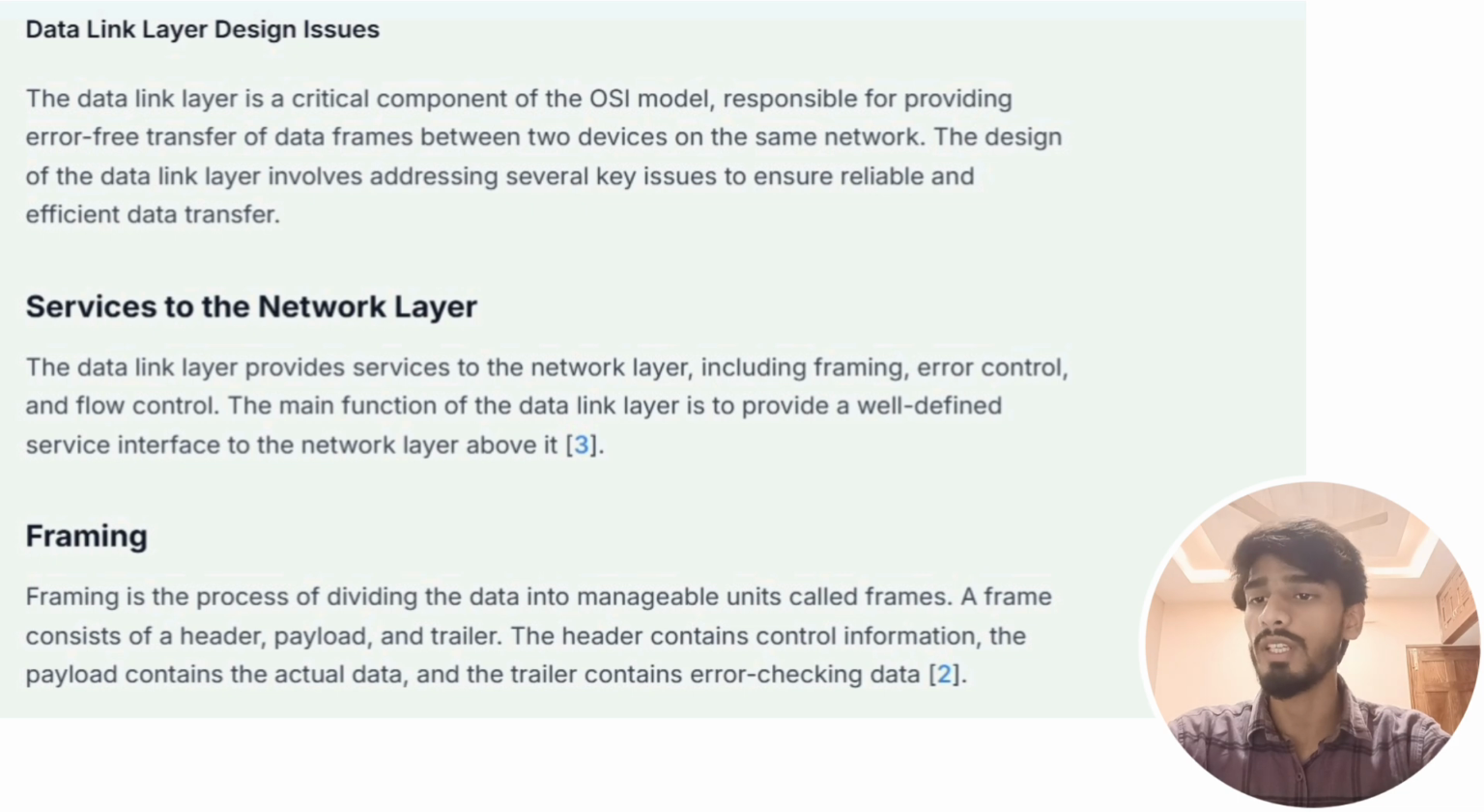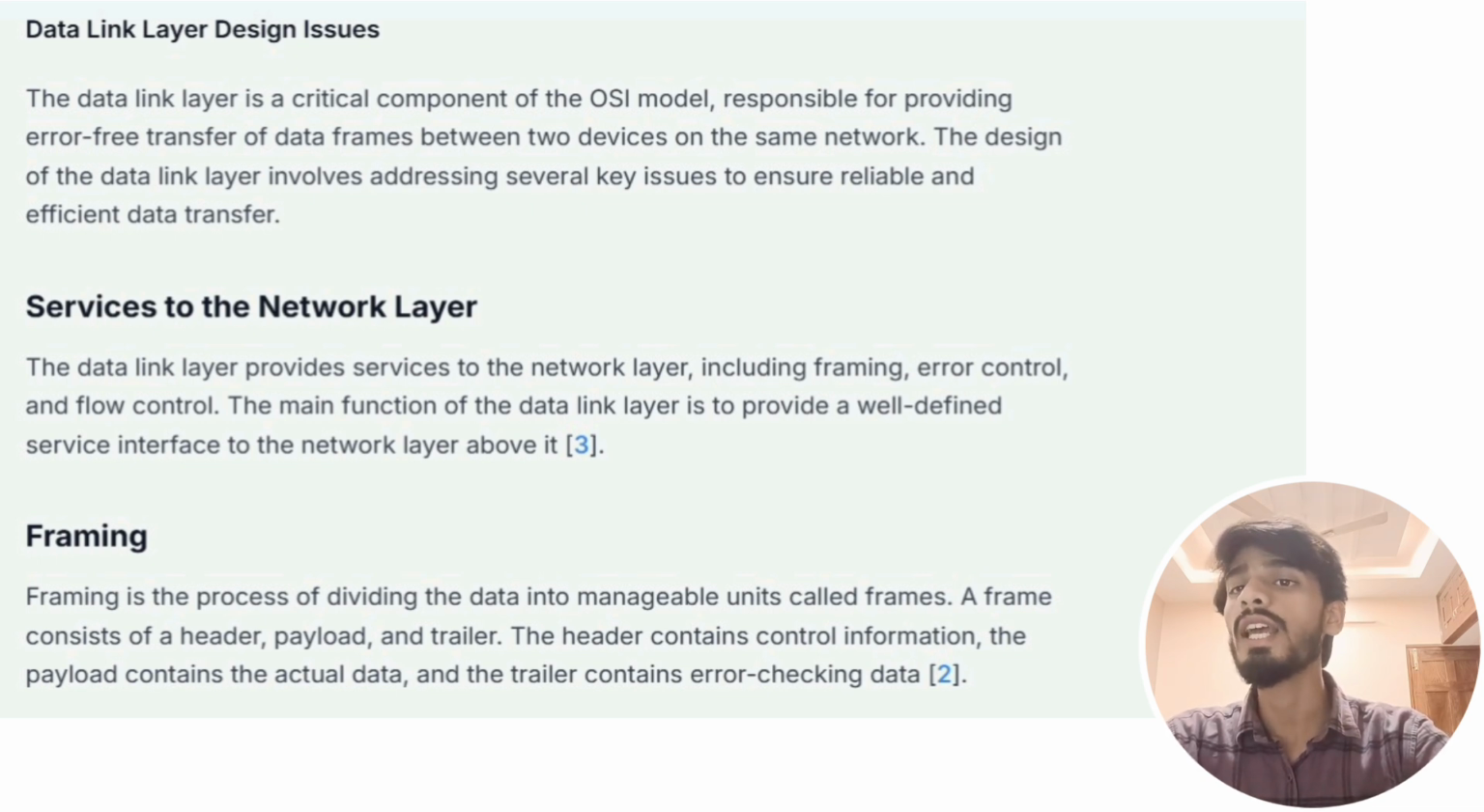Services to the network layer. The data link layer provides services to the network layer, including framing, error control, and flow control. The main function of the data link layer is to provide a well-defined service interface to the network layer above it. Framing. Framing is the process of dividing the data into manageable units called frames. A frame consists of a header, payload, and trailer. The header contains control information, the payload contains the actual data, and the trailer contains error checking data.